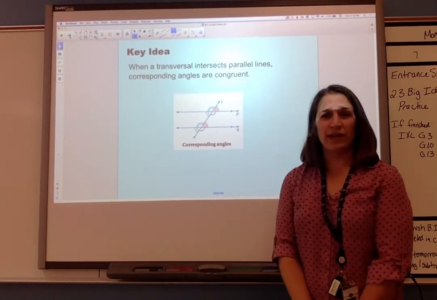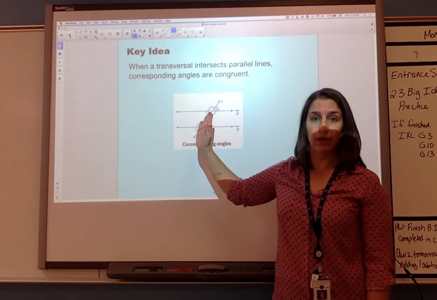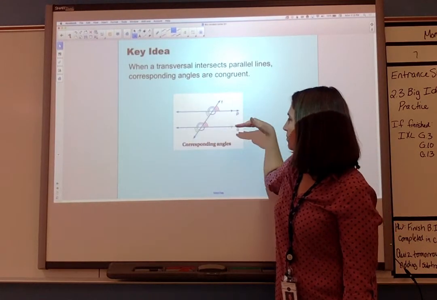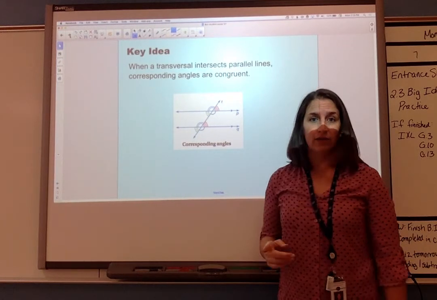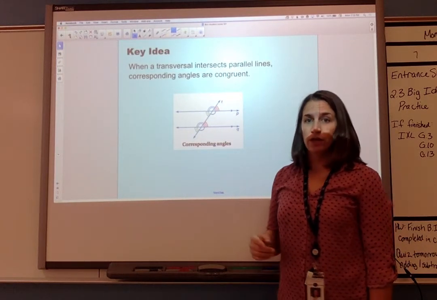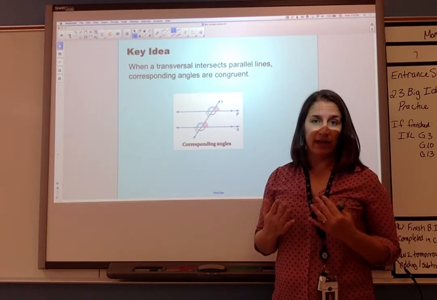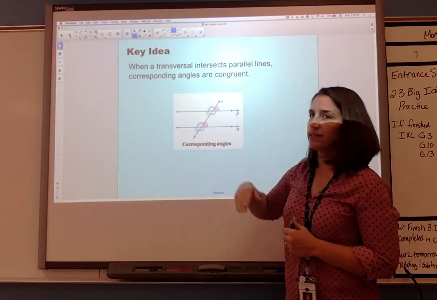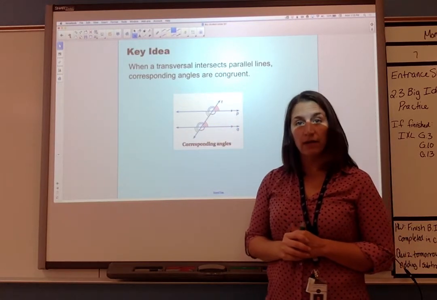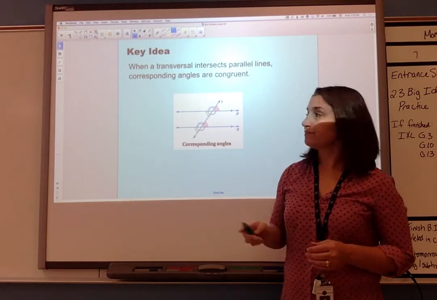Now, when that transversal comes through and intersects two lines that are parallel, so in this case, line P and line Q are parallel, those corresponding angles are going to be congruent. So if the lines are not parallel, the corresponding angles will not be congruent. But if the two lines that are intersected by the transversal are parallel, then the corresponding angles will be congruent.